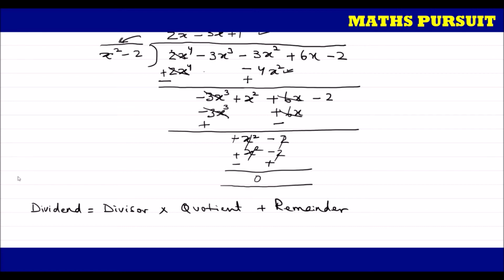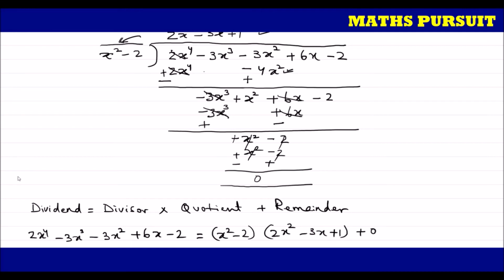Now the same dividend. What is the dividend here? The dividend here is 2x to the power 4 minus 3x to the power 3 minus 3x to the power 2 plus 6x minus 2, which is equal to the divisor x to the power 2 minus 2 into the quotient 2x to the power 2 minus 3x plus 1, and the remainder is 0, so plus 0.